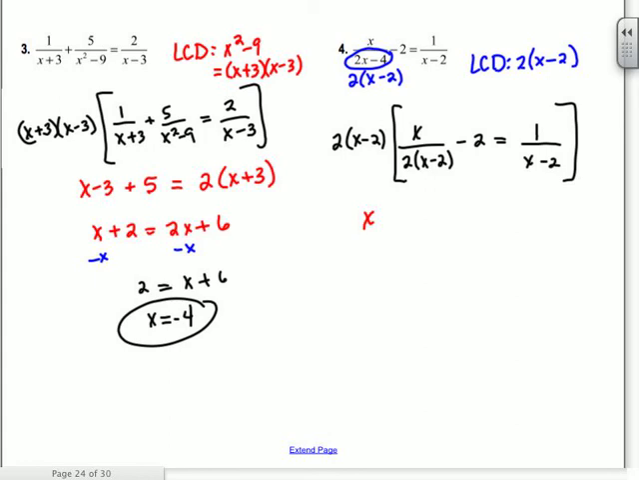On the next one, we don't have anything on the denominator, so I'm going to need to multiply by the 2 times x minus 2. So I have the negative 2 from before times 2 times x minus 2. And the last one, the only thing that's canceling is the x minus 2's. So I have 2 times 1, so I get 2.